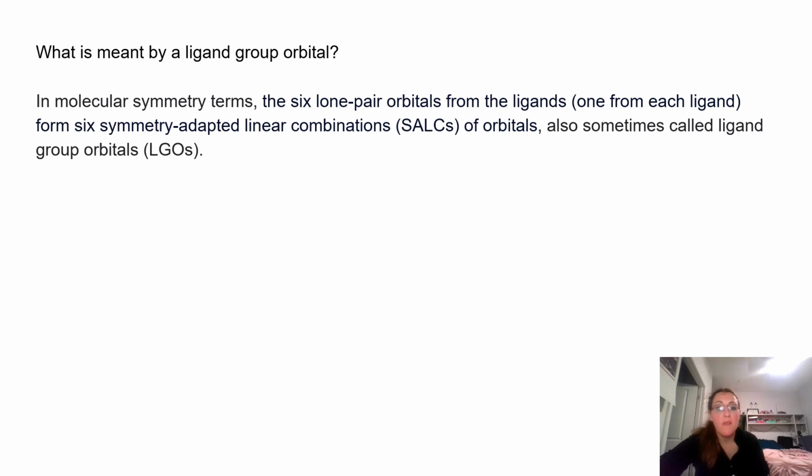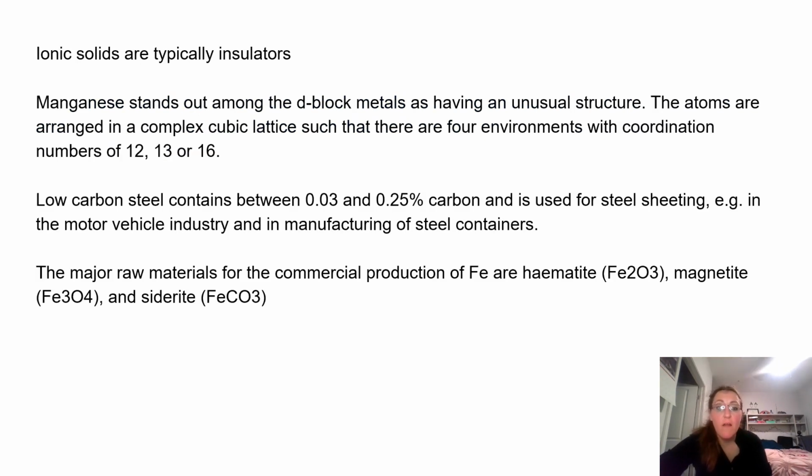What is meant by a ligand group orbital? In molecular symmetry terms, the 6 lone pair orbitals from the ligands, 1 from each ligand, form 6 symmetry-adapted linear combinations, SALCs, of orbitals, also sometimes called ligand group orbitals, LGOs. Ionic solids are typically insulators.